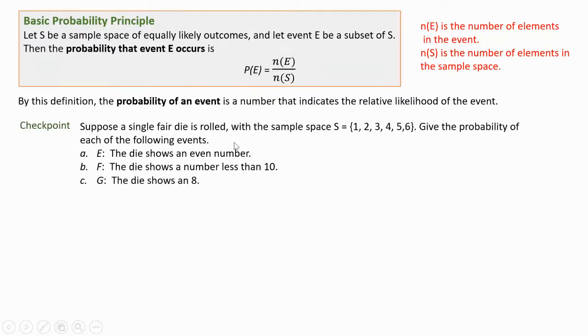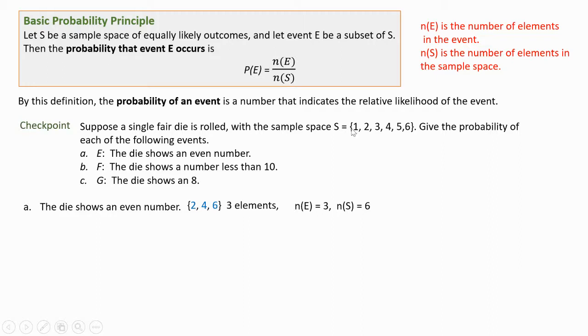Suppose a single die is rolled with a sample space. The sample space will be 1, 2, 3, 4, 5, 6. Give the probability of each of the following events. The die shows an even number. So that shows an even number, right? This is the event. It can be a 2, a 4, or a 6. So there's going to be 3 elements. So N of E is 3, right?